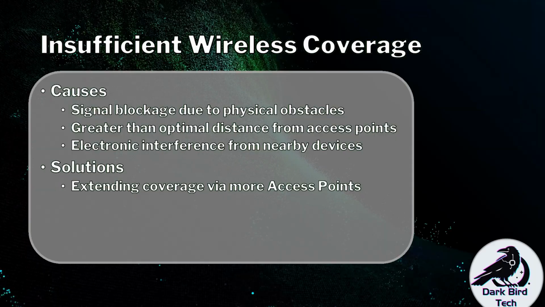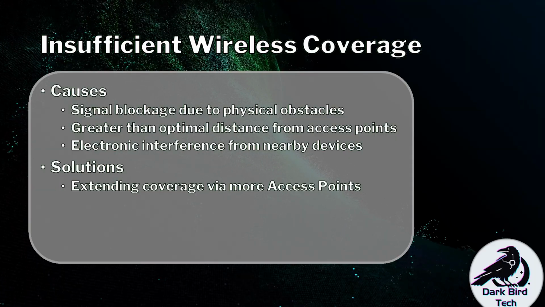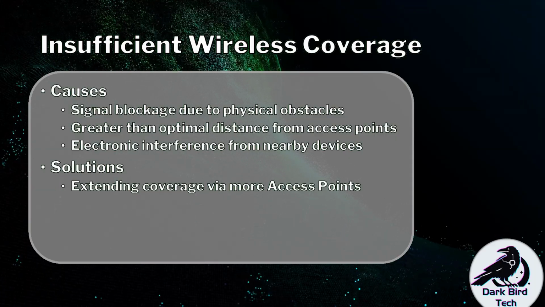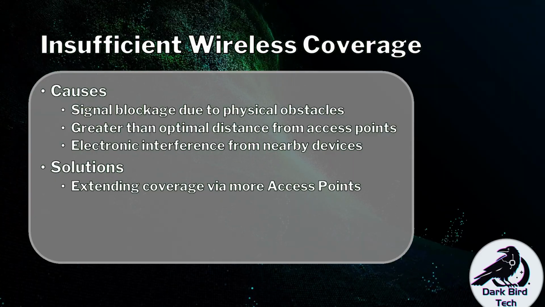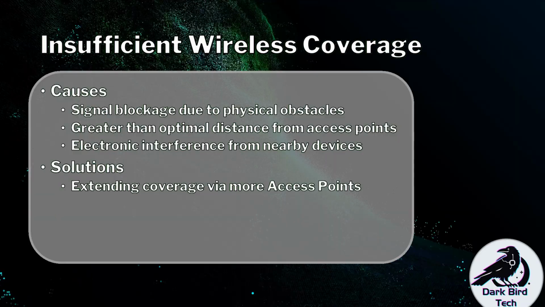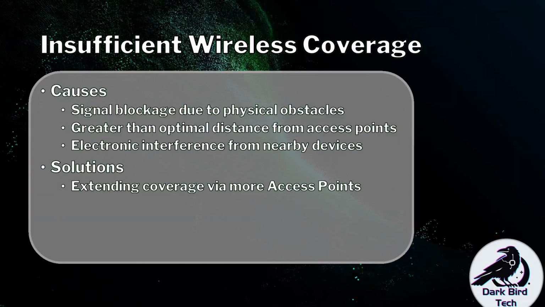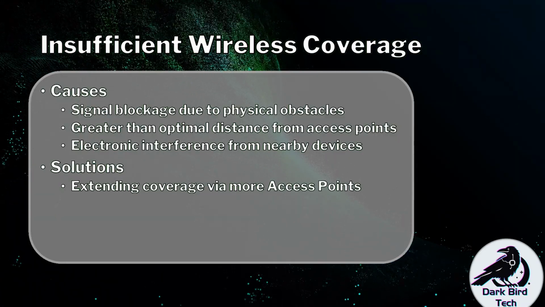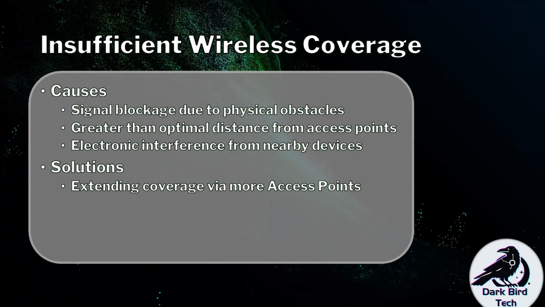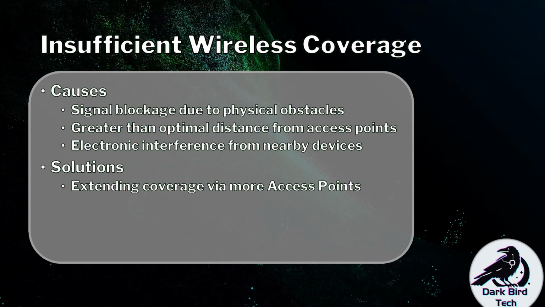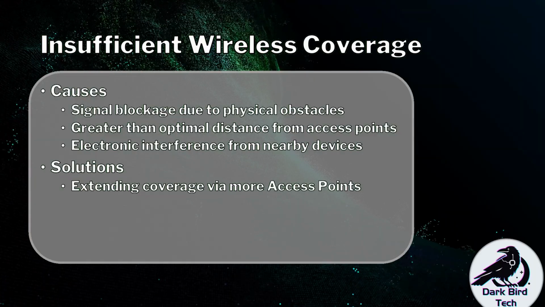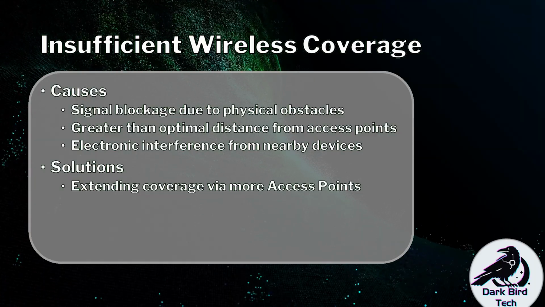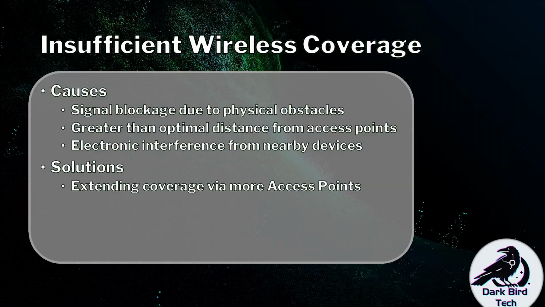Some of the solutions that you can look at implementing to improve the coverage issue is to extend coverage with more access points. You can look at using wireless range extenders, but they generally are going to be receiving a weaker signal and then repeating it. And also there's a lot of security concerns around wireless repeaters. It'll be better to rather deploy a second proper access point, whether it be a small office, home office, or a proper enterprise, and then cabling that additional wireless access point up to the rest of the network infrastructure.